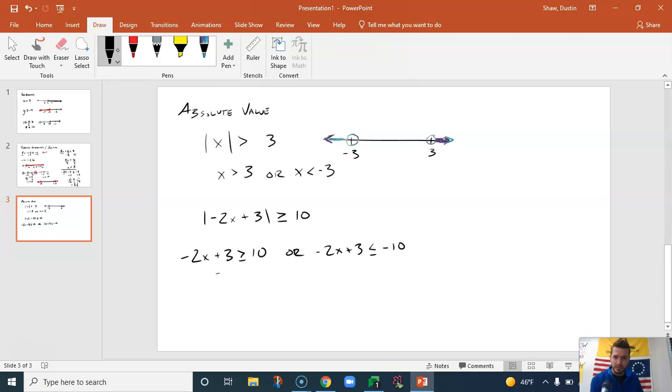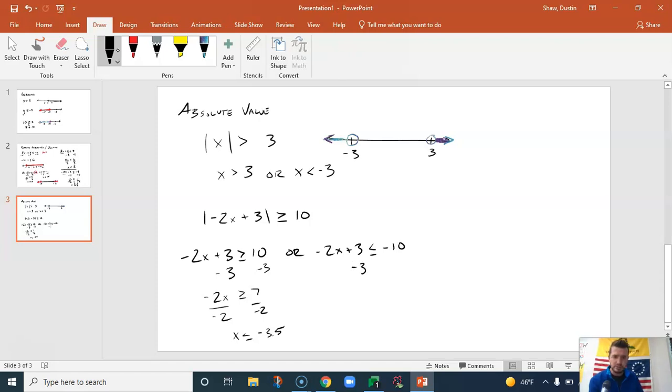So we're going to subtract 3 from both sides. Negative 2x is greater than or equal to 7. Divide by -2. Now, remember what I told you earlier. Since you are dividing by a negative, you need to flip your sign around. So x is going to be less than or equal to, 7 over -2, which is -3.5.